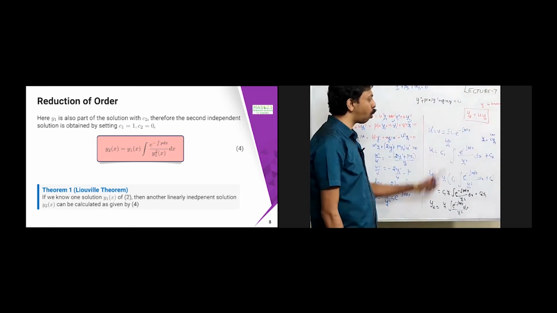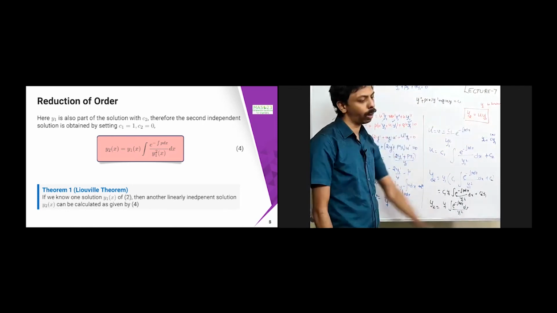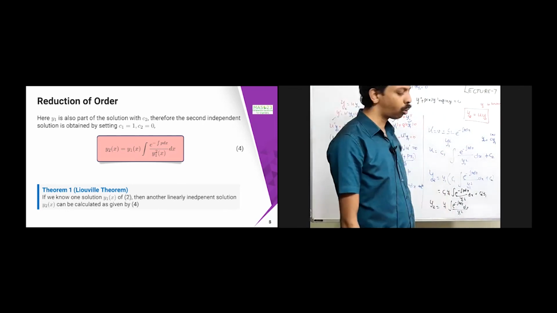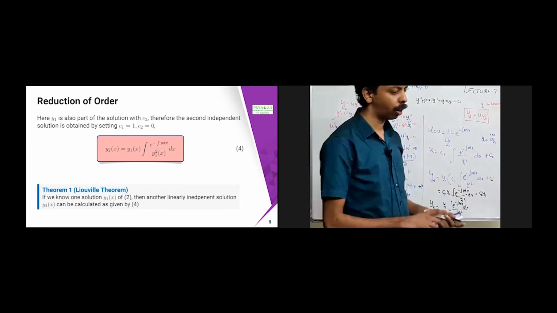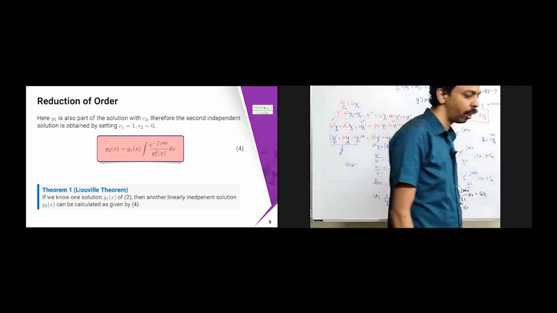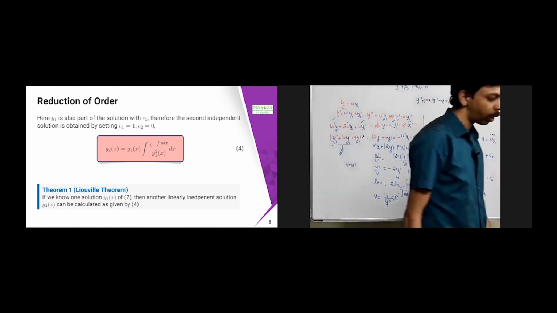So if you know one solution, let's say y1 is known to you, then this formula is going to give you the second linearly independent solution, and this is called Liouville's theorem.